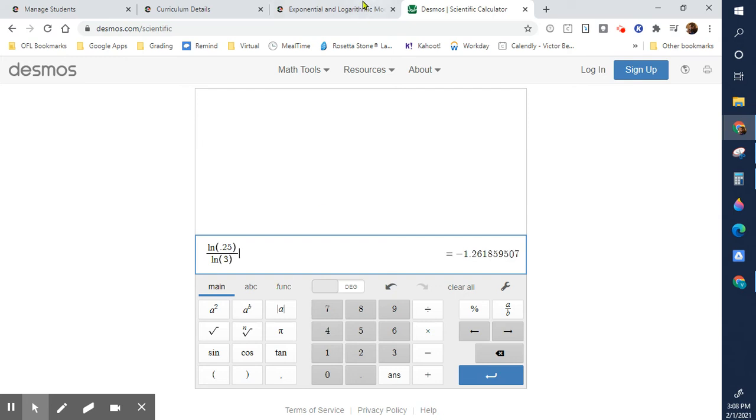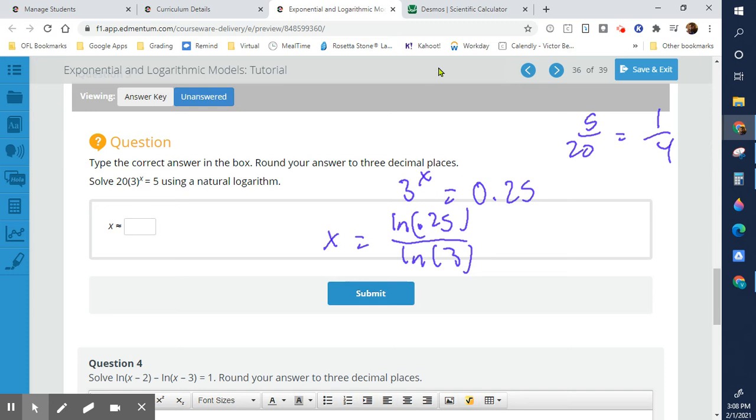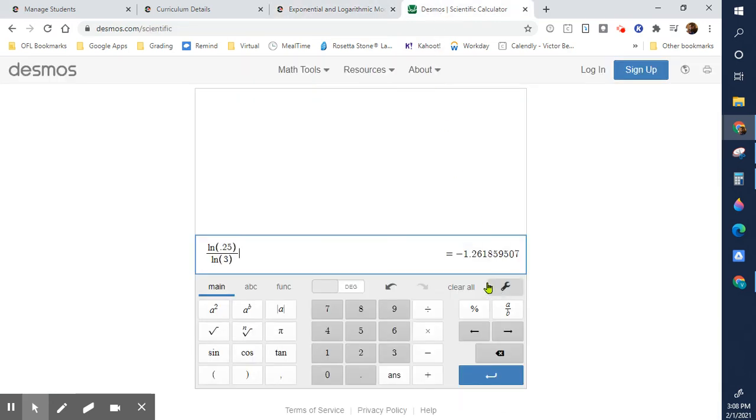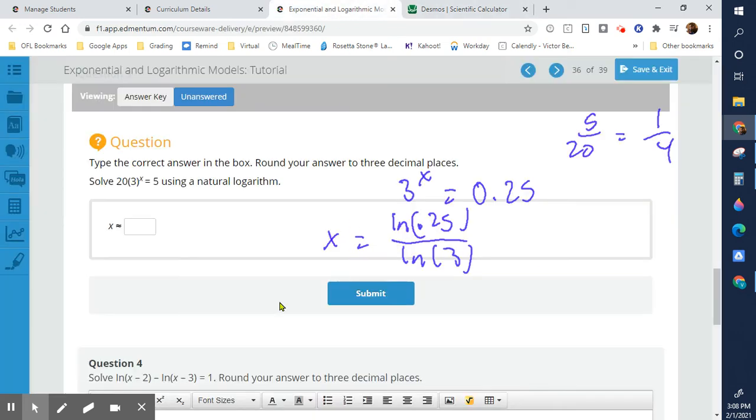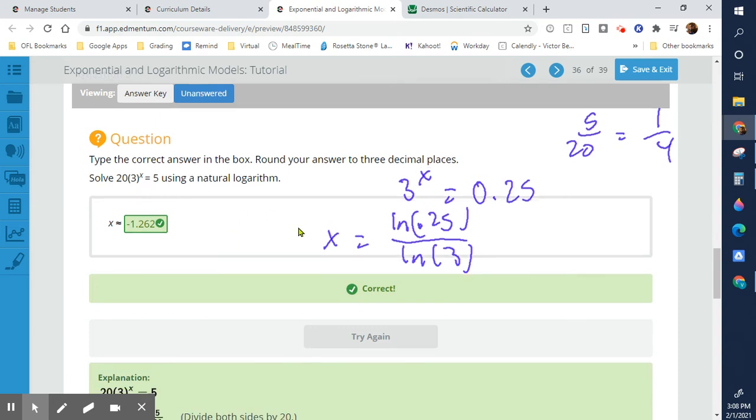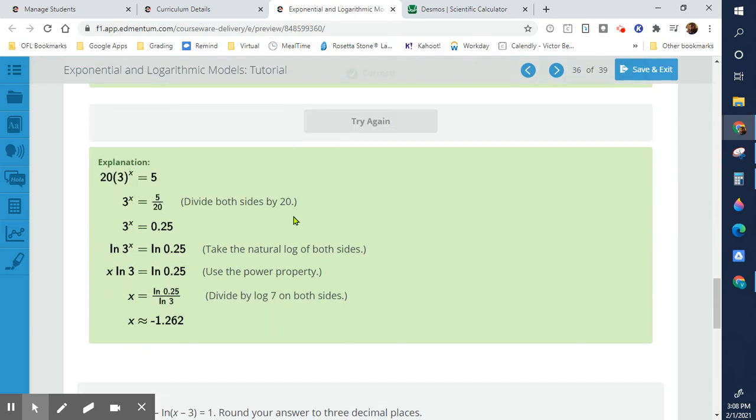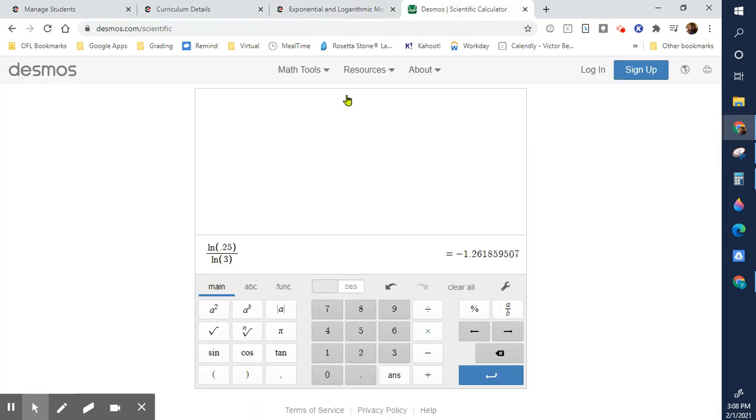And that's going to give us, let's see how many decimal places they want, 3 decimal places. So that would normally be a 1, but this 8 rounds it up. So we get negative 1.262. Enter on that and we get it right on the dot, right on the money.